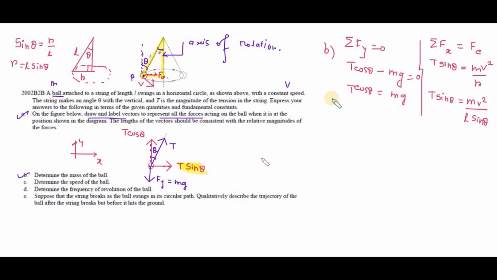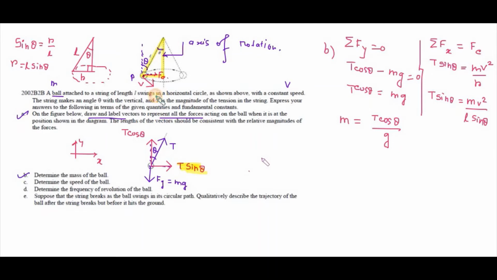Now let's do one by one. First we have to compute the mass of the ball. The mass of the ball, m, would be equal to T cosine theta by g.